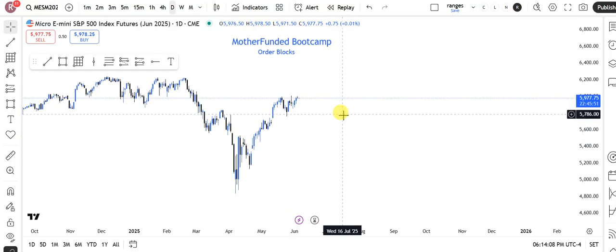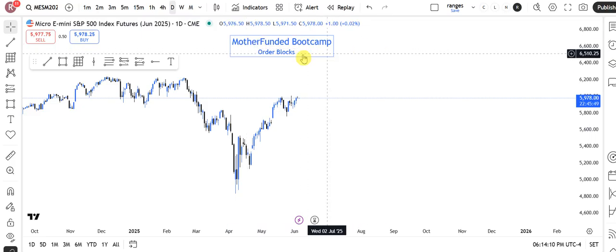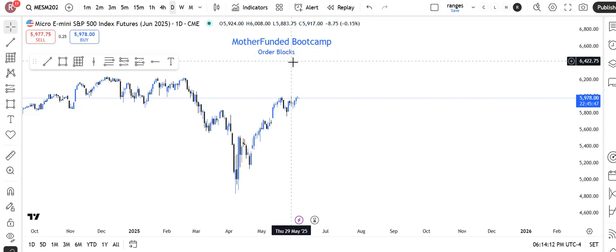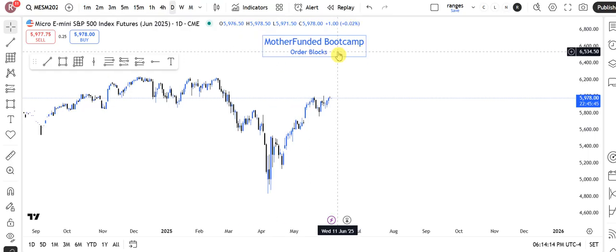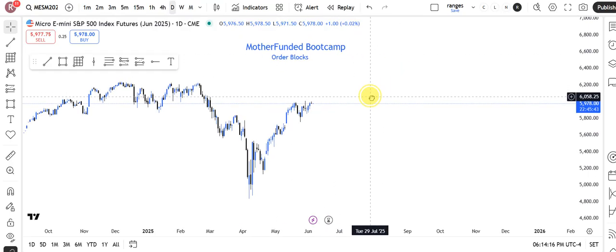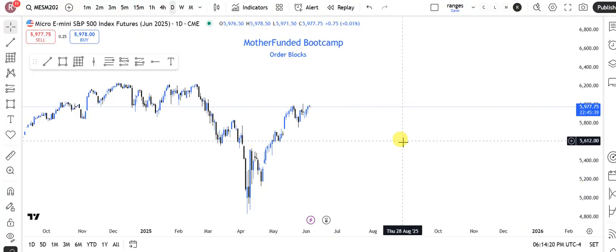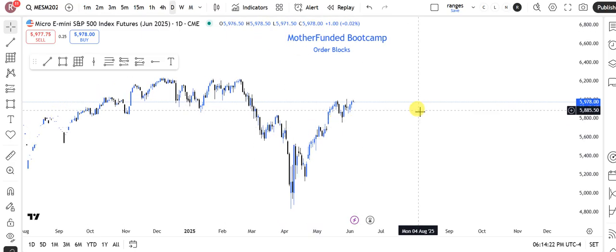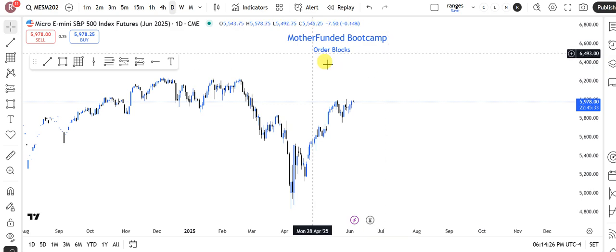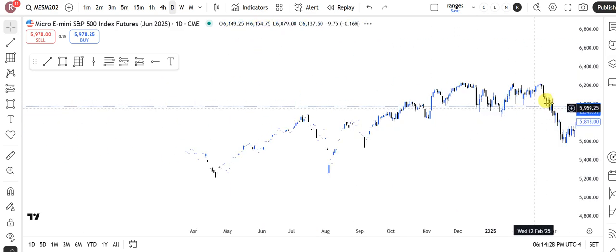Anyways, welcome back to another episode of MotherFunded Bootcamp. As previously discussed in the last video on volume imbalances, we talked a little bit at the end about what we're discussing this time, which would be order blocks. And so that's what we're going to get into.